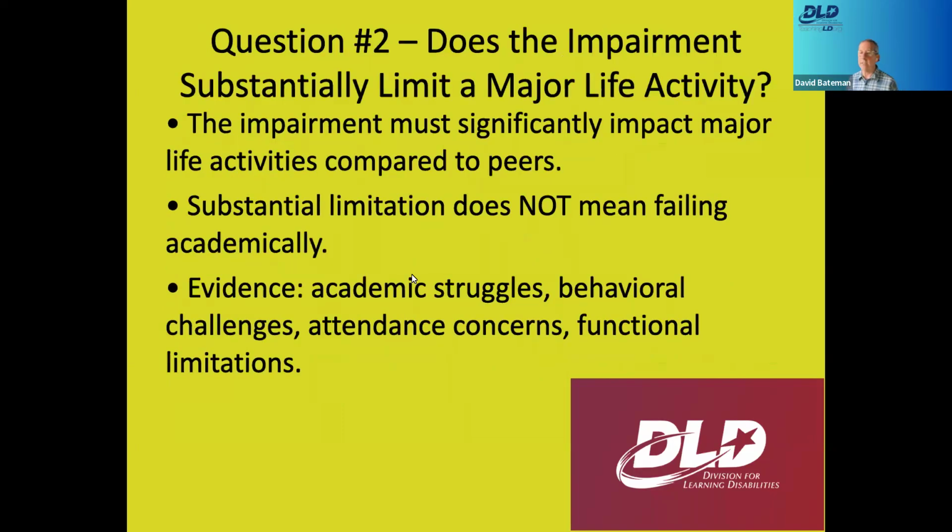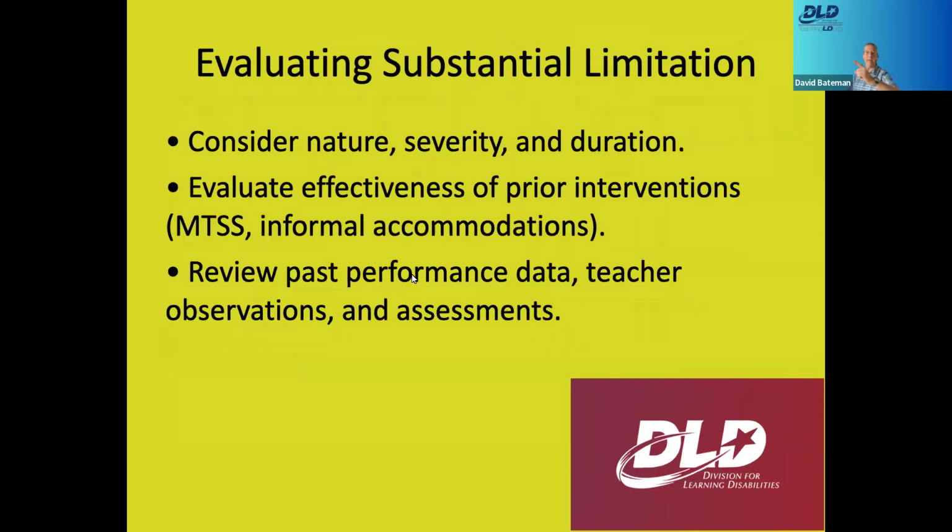More, does the impairment substantially limit a major life activity? Right? Does not mean failing academically. Academic struggles, behavior challenges. Some of these kids are doing fine academically, but they don't talk to a single person when they are in school. They are lonely in schools. So we have to think about this. What are we addressing as part of this? Evaluating substantial limitation. Okay. Effectiveness based on prior interventions, look at past performance data, see what we're doing as a part of this and see what we can do to address these things, make sure we're actually addressing their needs and helping them as we are moving forward as a part of this.